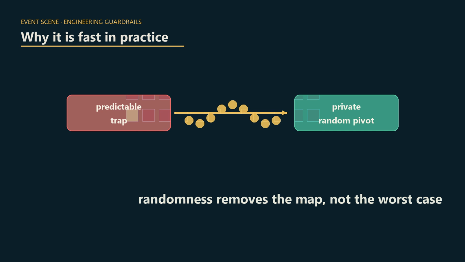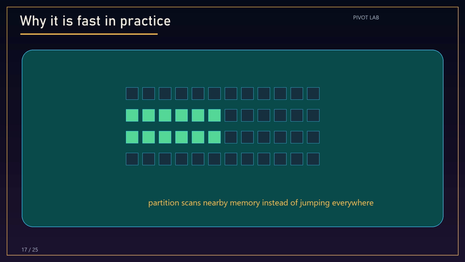Quicksort is often fast in real systems because partitioning scans arrays in a local, machine-friendly way. It tends to touch nearby memory, has small constant factors, and usually uses little extra space beyond the recursion stack. That stack is expected O of log n with good pivots, but it can grow to O of n if the split keeps failing. Big O explains the shape. The hardware explains some of the speed.